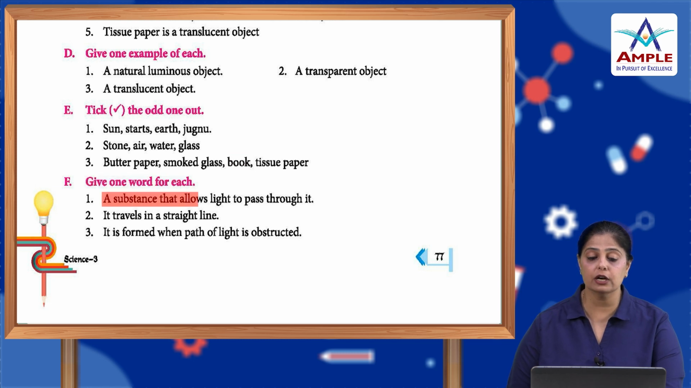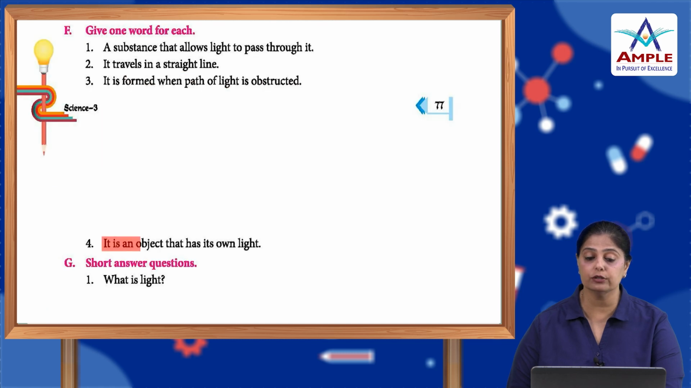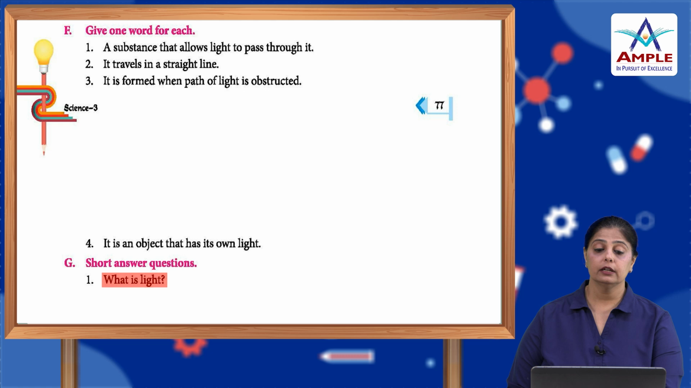Give one word for each. A substance that allows light to pass through it is a transparent substance. It travels in a straight line, light. It is formed when the path of light is obstructed, shadow. It is an object that has its own light, sun.